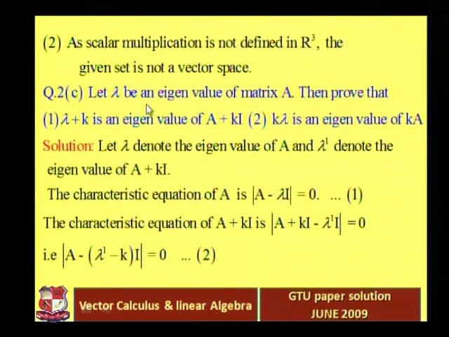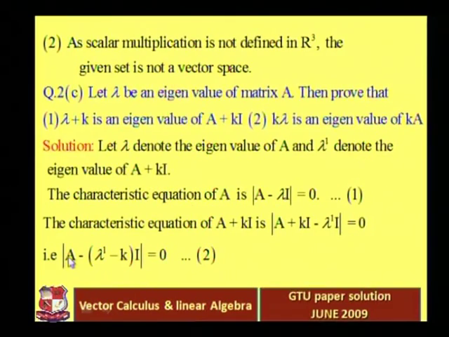Let lambda be an eigenvalue of the matrix A, then prove that lambda plus k is an eigenvalue of A plus kI and k lambda is an eigenvalue of kA. This is quite a theoretical question. So let lambda denote an eigenvalue of A and lambda dash denote the eigenvalue of A plus kI. Now lambda is an eigenvalue of A, that means the characteristic equation of A is determinant of A minus lambda I equal to 0, and the characteristic equation of A plus kI is determinant of A plus kI minus lambda dash I equal to 0, because lambda dash denotes the eigenvalue of A plus kI, right?